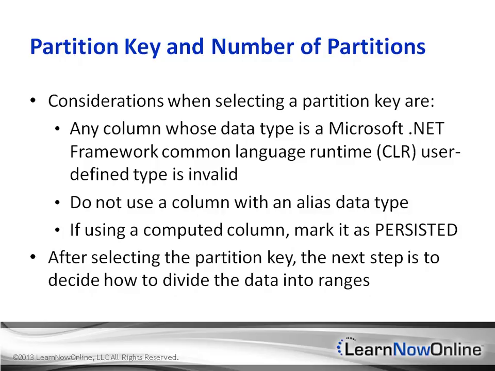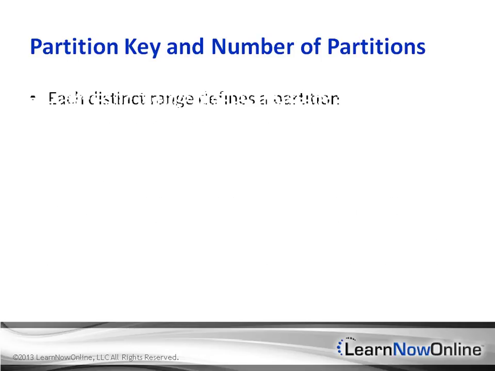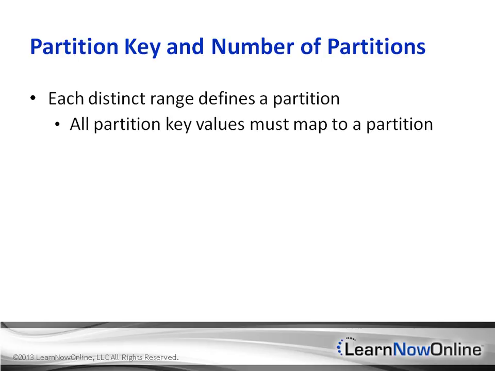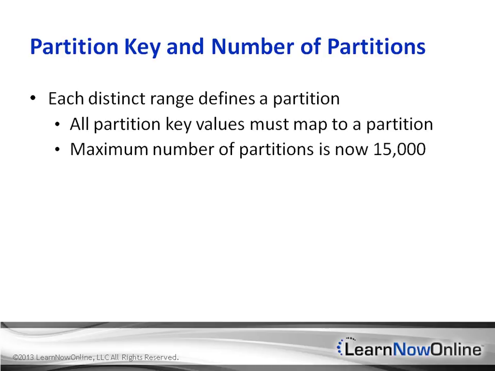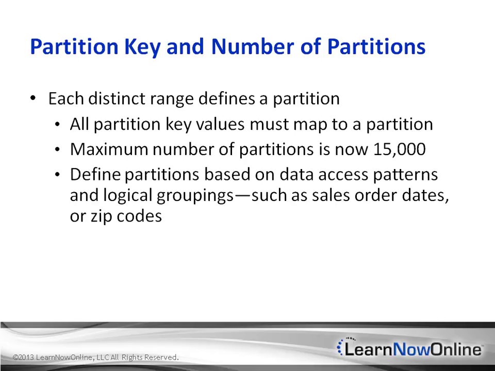After you select a partition key, the next step is to decide how to divide the data into ranges. Each distinct range will define a partition, and all the partition key values must map to a partition. The maximum number of partitions is now 15,000. And you want to define partitions based on data access patterns or logical groupings, such as sales order dates or zip codes.